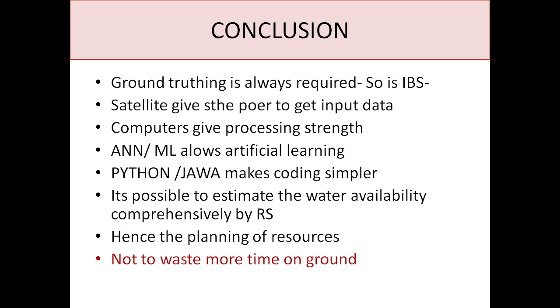In conclusion, ground truthing is always required. So the integrated bathymetric survey cannot be removed. Satellites give the power to get input data. Computers give the processing strength. ANN and ML allow artificial learning. Python and Java make coding simpler. It is possible to estimate water availability comprehensively by this technique with the GEE platform. Hence, planning of resources is more relevant, so we do not waste more time on the ground, with limited time for ground validation, and proceed from there.